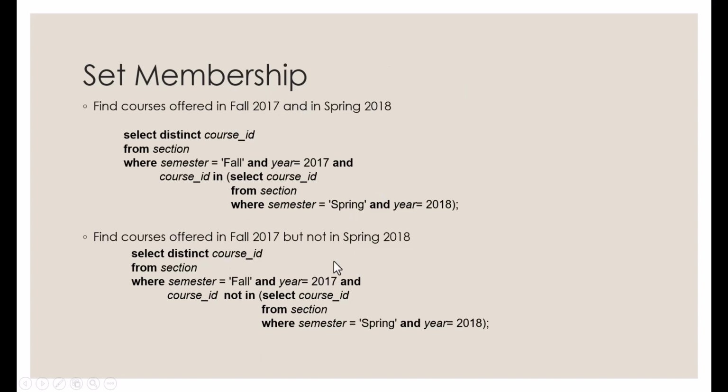Okay, so this one is exactly the same as the previous one, but here we're using not in. Select distinct course ID from section, and then these are all the courses that are offered in fall of 2017. But then this course ID should not be in any of the courses that are offered in spring of 2018. So these are some keywords to look at: in and then not in, right? This course ID should be in this list of course IDs that were returned by this subquery. This course ID should not be in any of the course IDs returned from this subquery. Okay, so this is set membership.